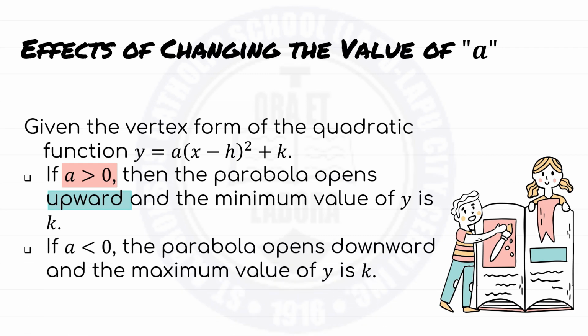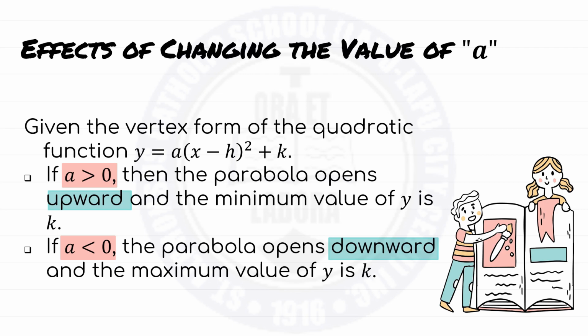Next, if a is less than 0, the parabola opens downward. Again, if the value of a is less than 0 or negative, the parabola opens downward. And the maximum value of y is k.